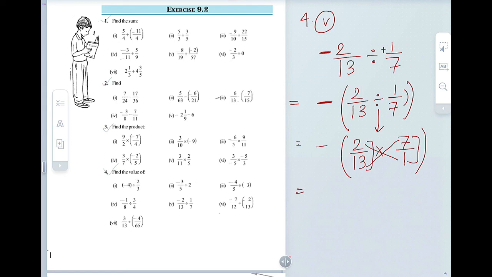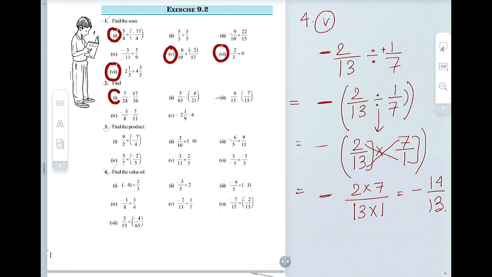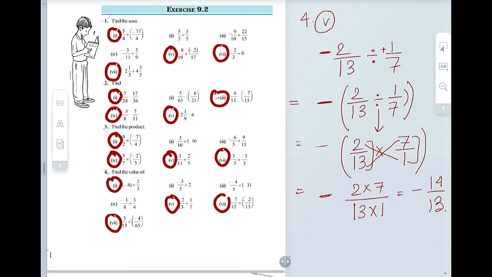No, we are not getting anything. So minus will be there, as the numerator 2 into 7, as the denominator 13 into 1. So as the answer we are getting minus 14 by 13. So in this way we will do all the sums which are remaining. Okay. I have done only the first one and the last 3 of each of the sum. Okay. So your homework is you will do the rest of the sums from each and every question.